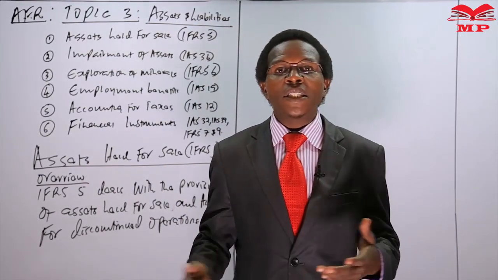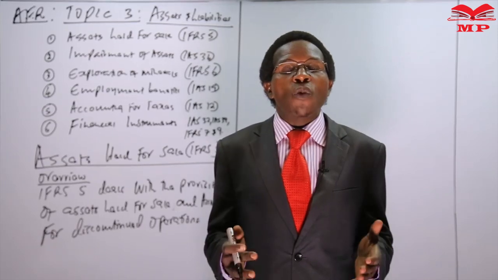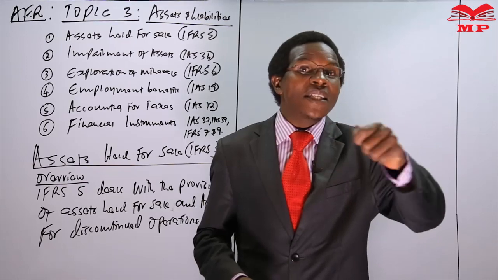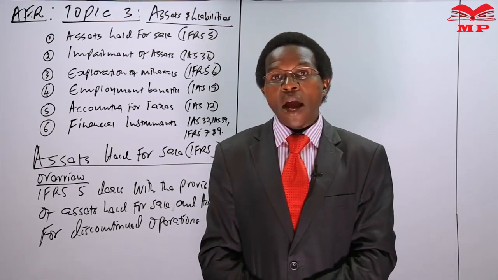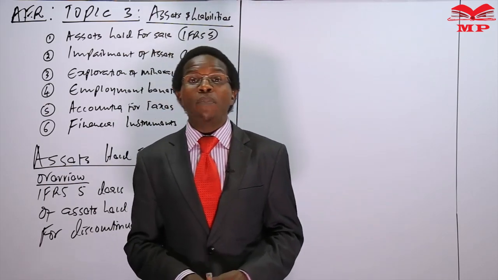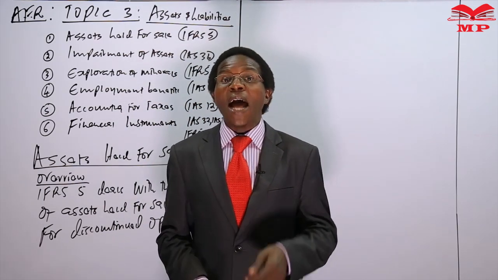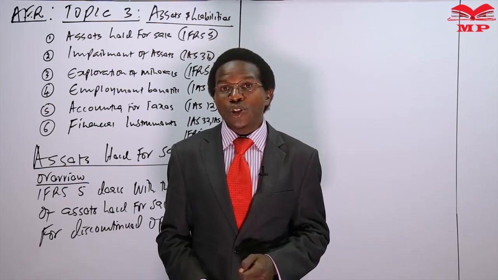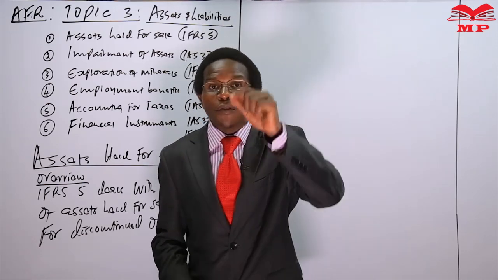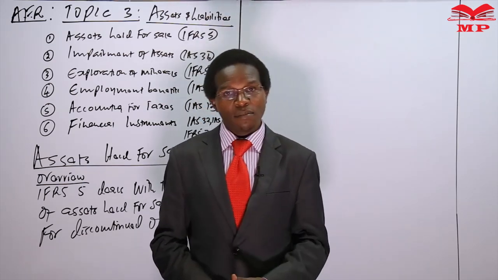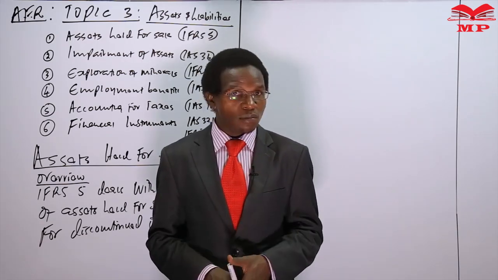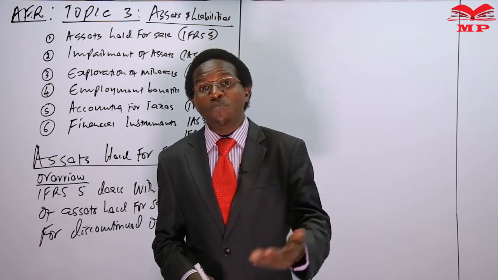Paragraphs 12, 15, 16, there we are able to know how we should measure and recognize these assets held for sale. According to those paragraphs, we should measure an asset held for sale at the lower of the carrying amount or the fair value less cost to sell. Now, the carrying amount, remember friends, is simply the book value. The carrying amount is the net book value.